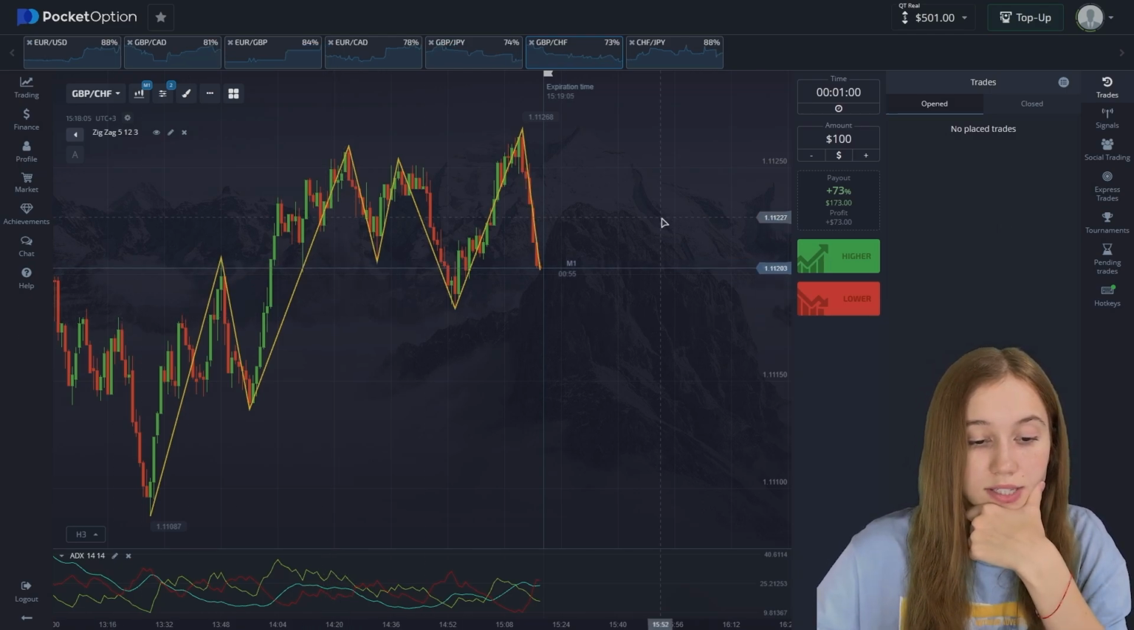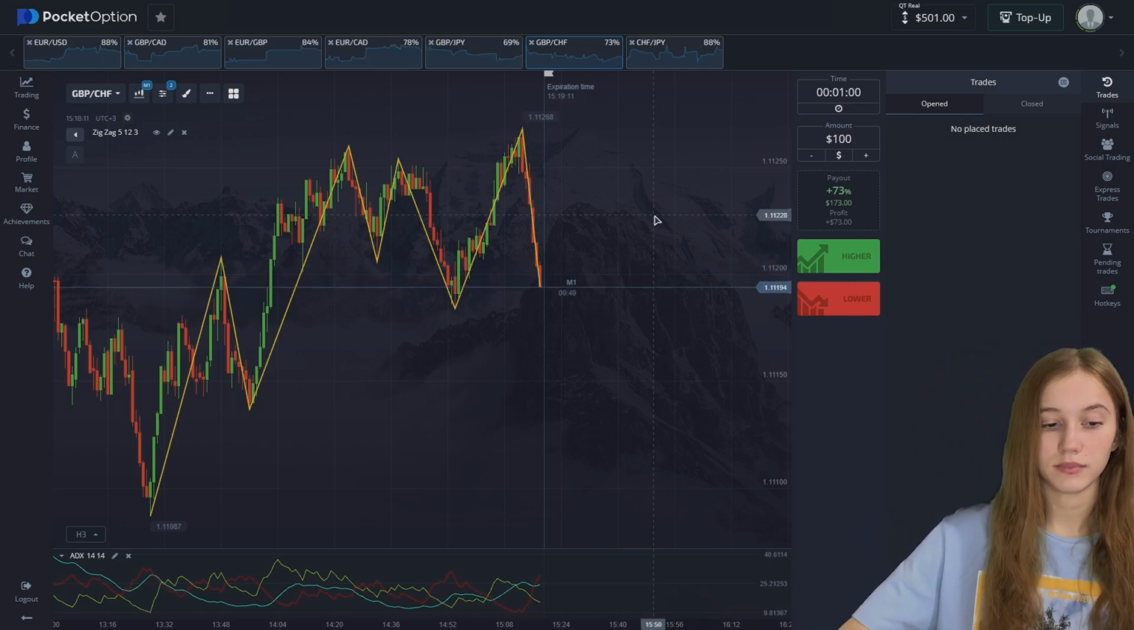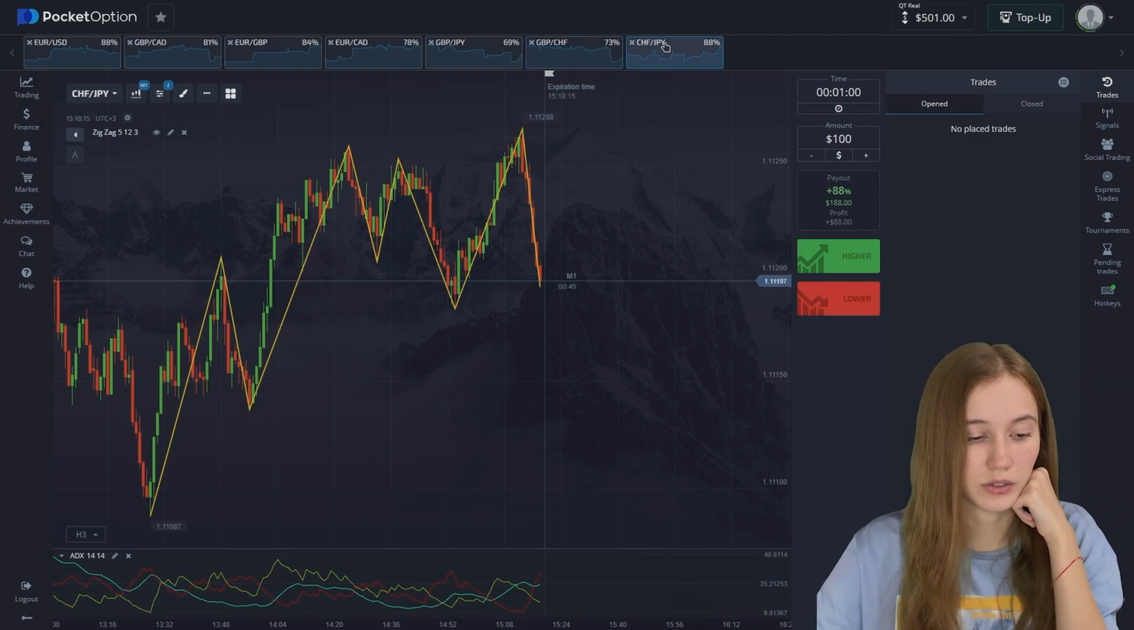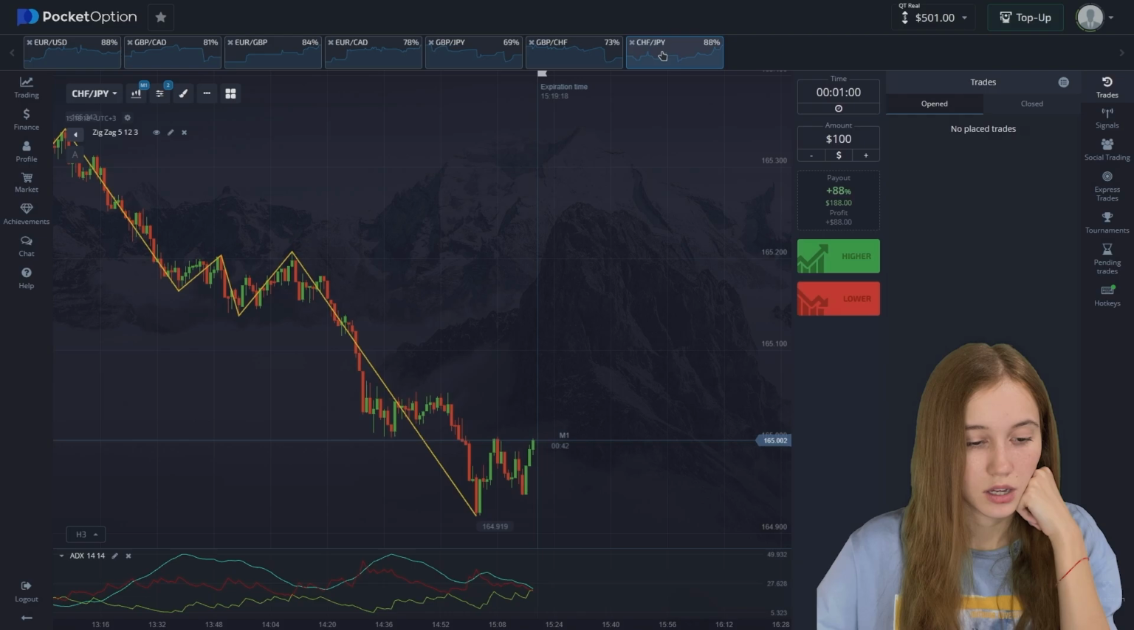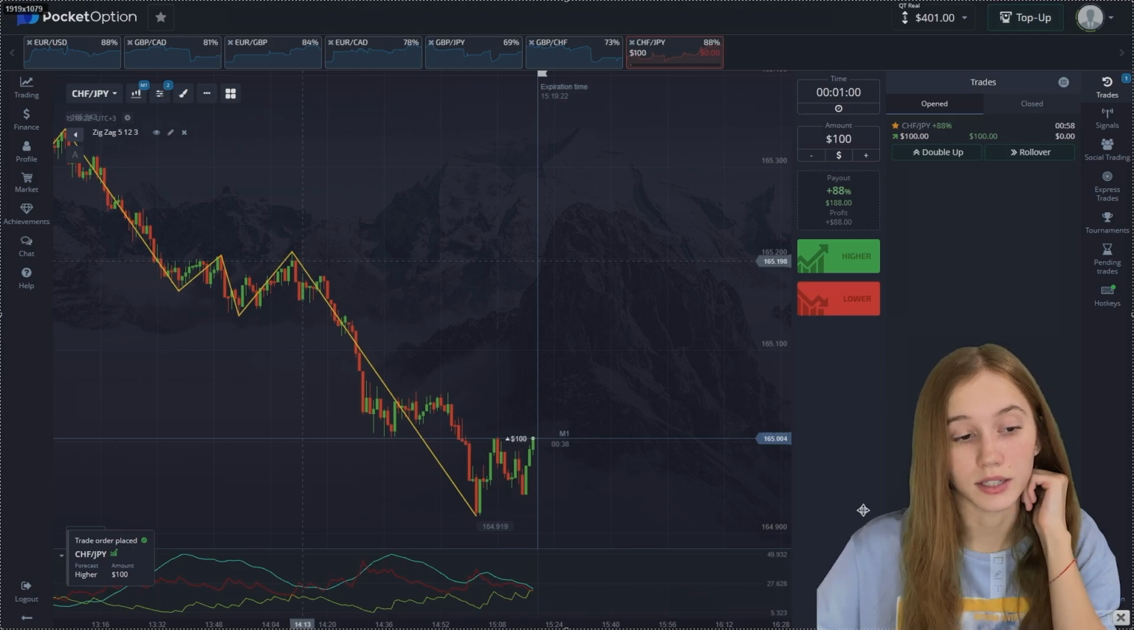Let's increase the deal amount on the next concept. Yeah, and now just $100. So let's move on. We'll open up here and let's start our technical analysis.